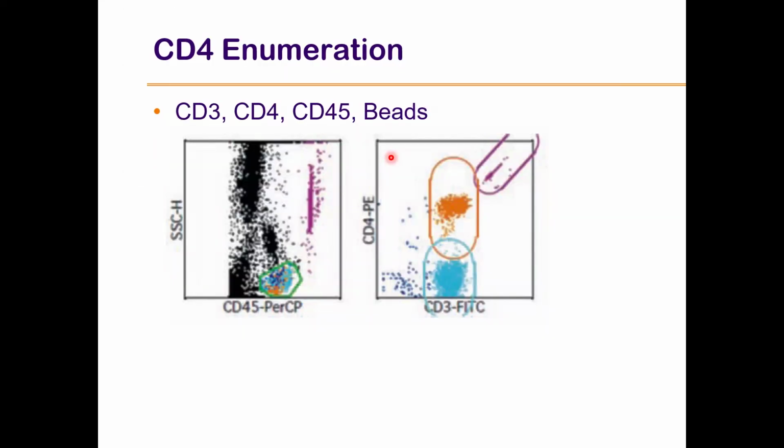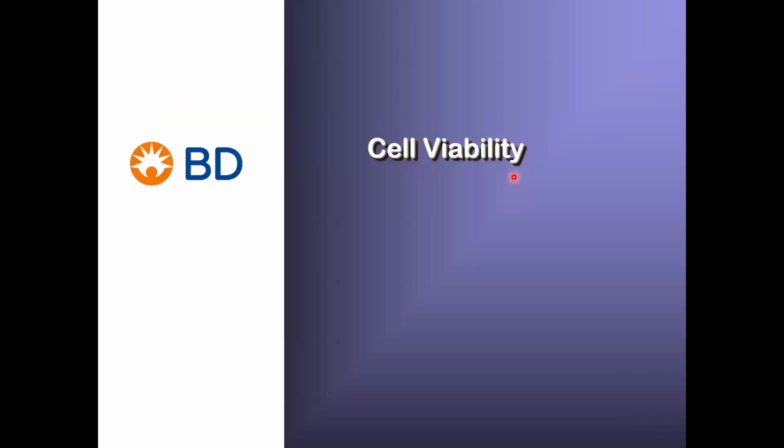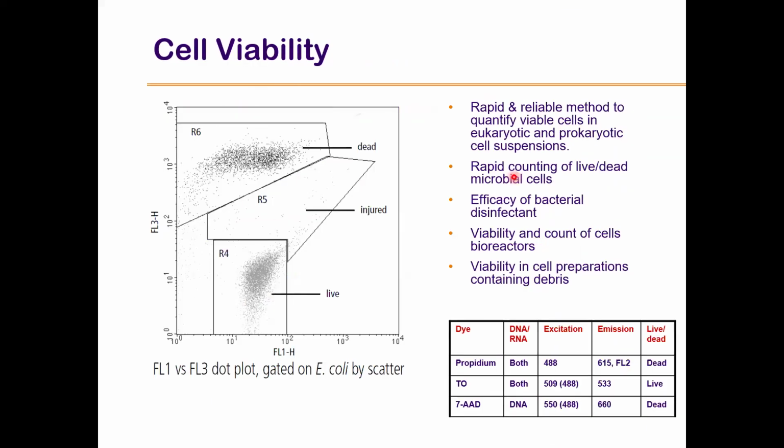For example, the exact number of CD4 cells inside a sample. It will tell you that as well. Now comes cell viability. It tells you how many viable cells you have in your sample. For that, they have cell viability assays. You can use viability dyes.